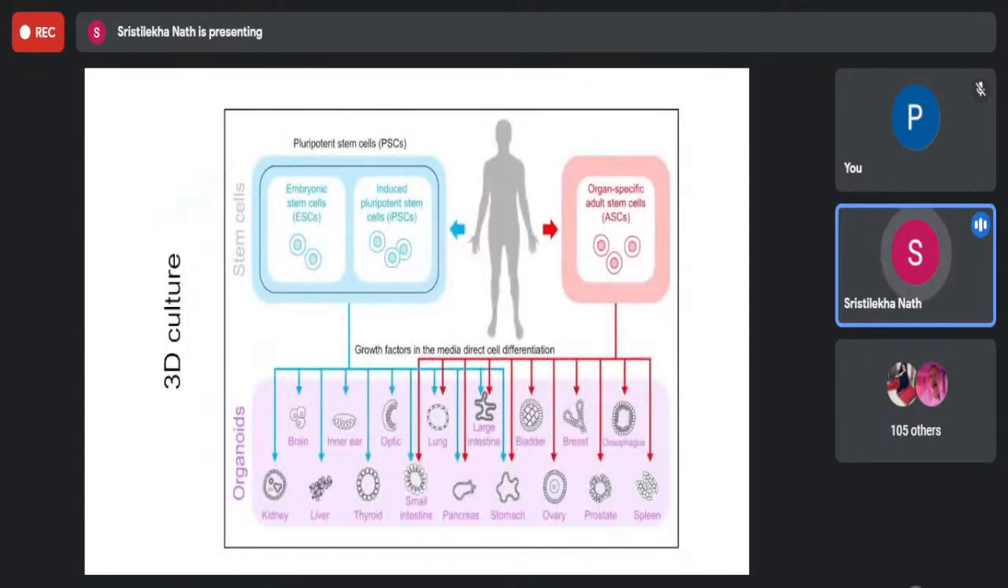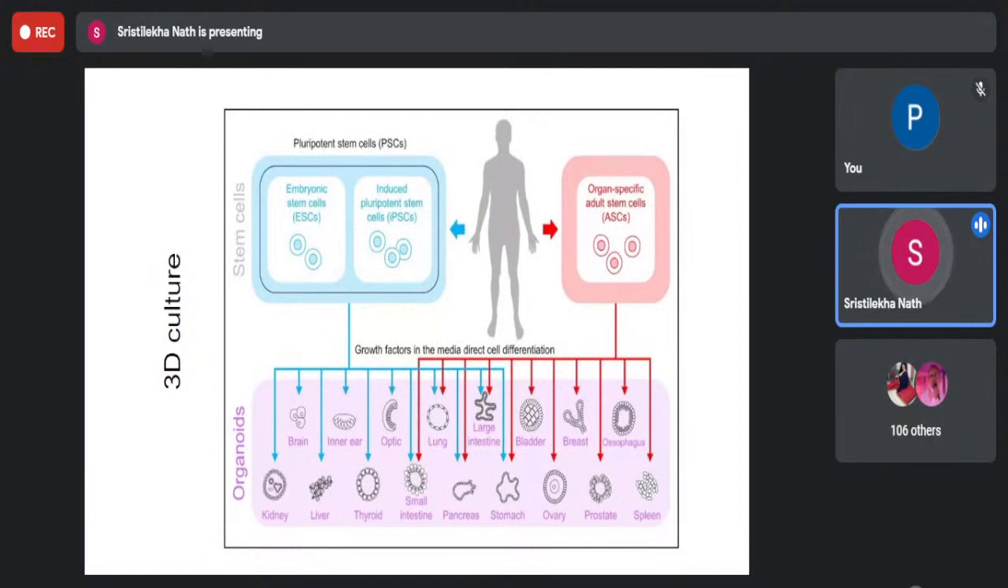So here is what happens in 3D culture. Similarly, they take the pluripotent stem cells obtained either from embryonic stem cells or induced pluripotent stem cells. Induced pluripotent stem cells are obtained from adult cells, how they are transformed, reprogramming is done. When these pluripotent stem cells are put in different culture differentiation media, accordingly they will form the organoids.